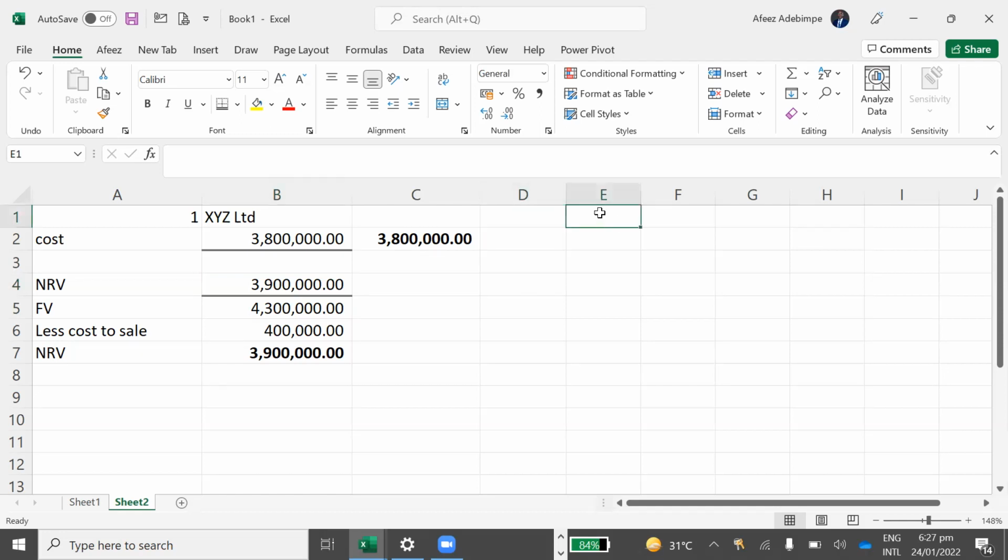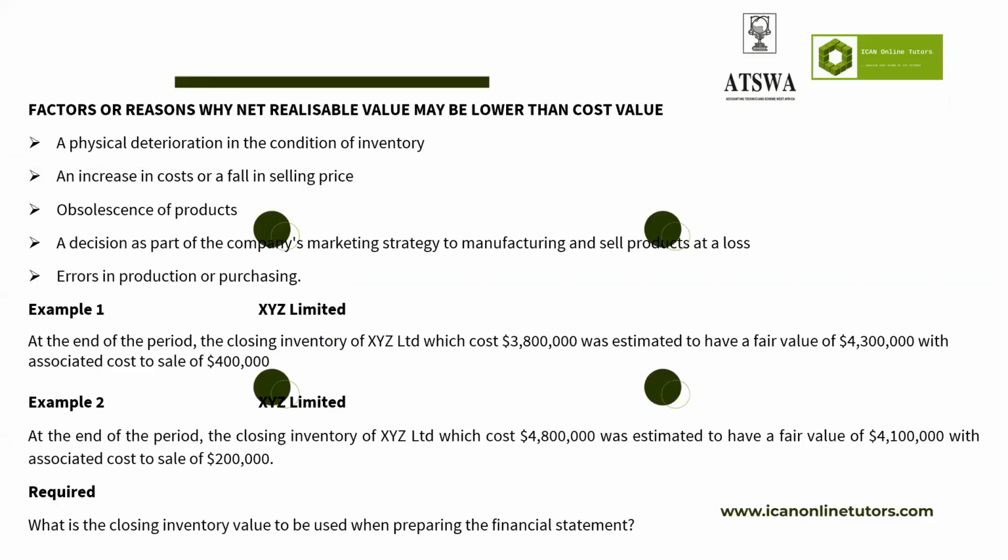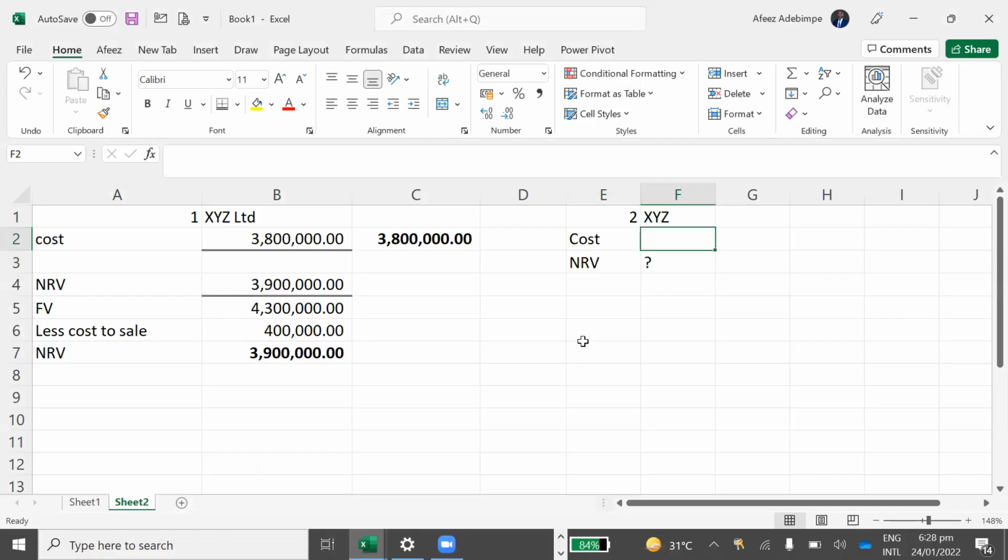Let's do example 2. Same X, Y, Z. Following the same template, the cost value will be given. NRV not given. I'll put a question mark. From the question, what is my cost? 4.8 million. I have this to be 4.8 million.